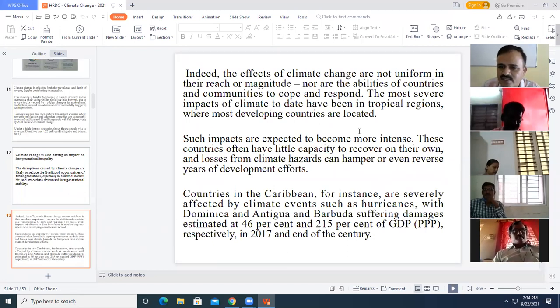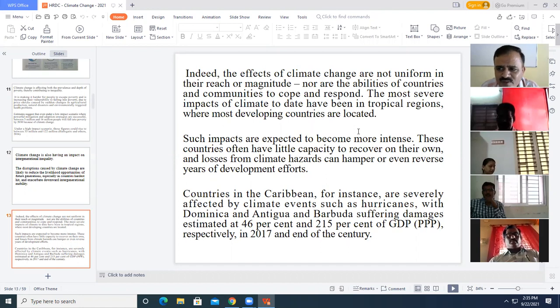And indeed, the effects of climate change are not uniform in their reach and magnitude, nor are the abilities of the countries and the communities to cope and respond. The most severe impacts of climate change to date have been in tropical regions where most developing countries are located. If you observe the history of the impact of climate change, most developing countries were the hardest hit regions of the world, because any climate change, global warming, and its impact is felt first in these developing countries, since they are located in the tropical regions. Such impacts are expected to become more intense. These countries often have little capacity to recover on their own, and losses from climate hazards can hamper and even reverse years of development efforts.